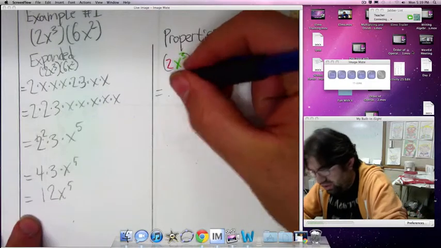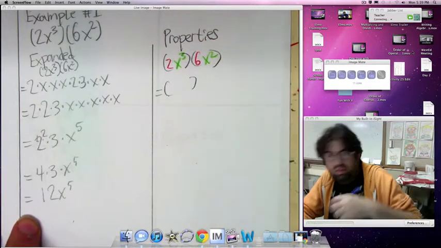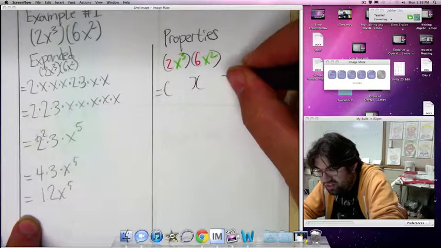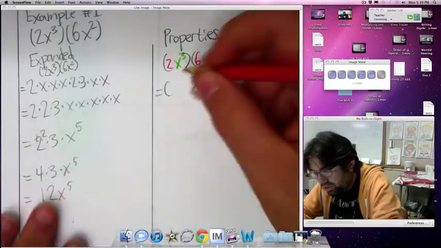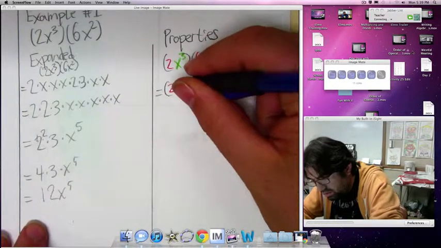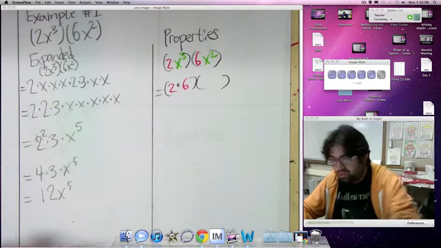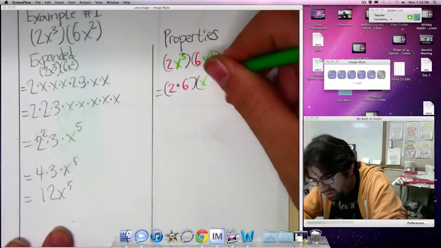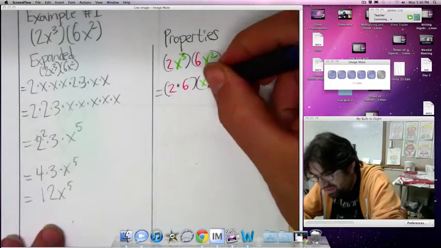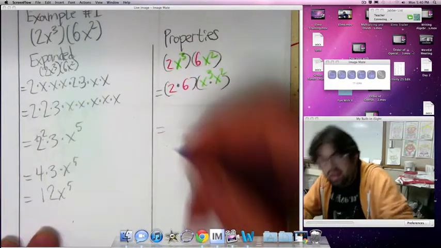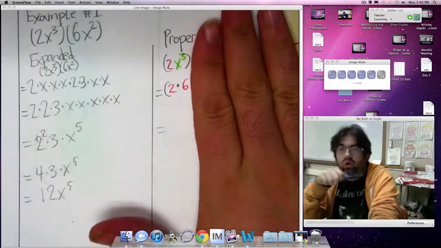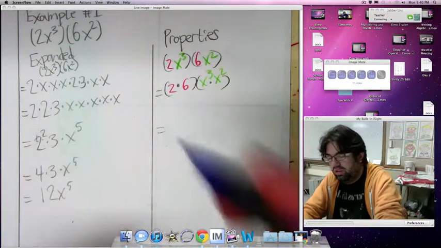Okay, first thing, I'm not going to bother with breaking stuff apart. I'm just going to put all the coefficients in the front, so I'm going to put 2 and 6 in the front. And I'm going to put the variables in the back in alphabetical order if I have more than one. And oh yeah, you'll have more than one in a little bit. Now I treat this as if it's 2 separate problems completely. What's 2 times 6? It's 12.